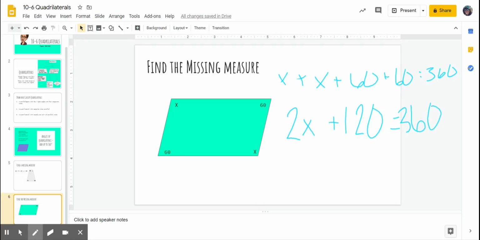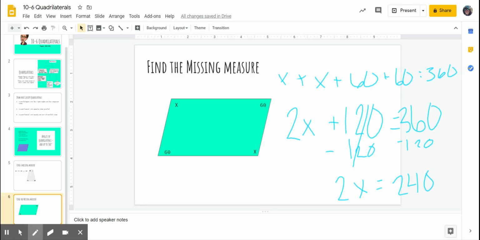I'm going to go ahead and move the 120 to the other side. So I'm going to do that by doing the opposite operation and subtracting. So now I have 2x left is equal to 360 minus 120 is 240. So if I have 2x, and both x's need to be the same thing, what I'm really doing is taking 240 and dividing it in half.